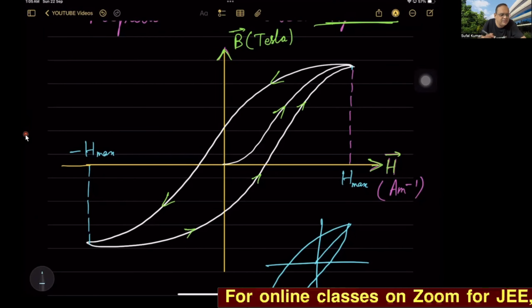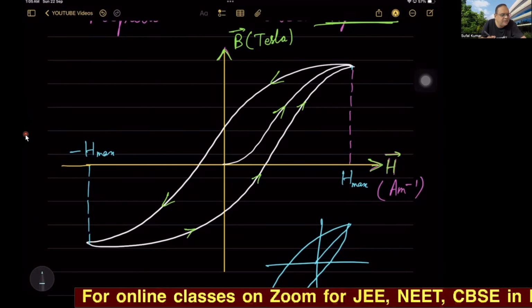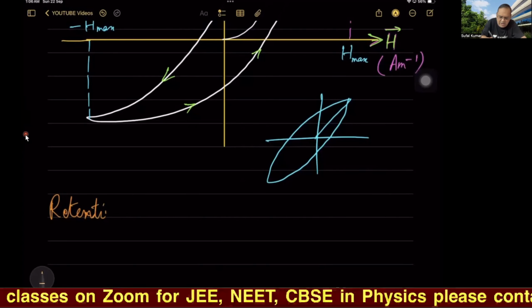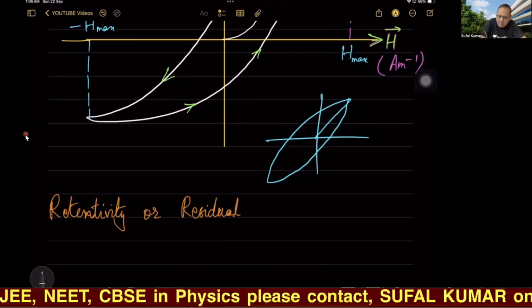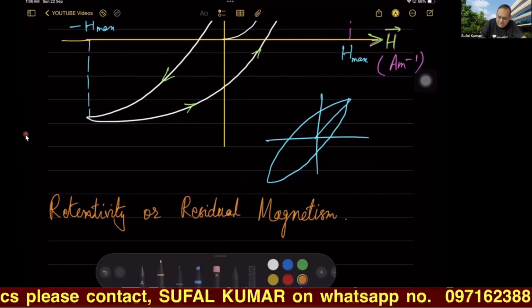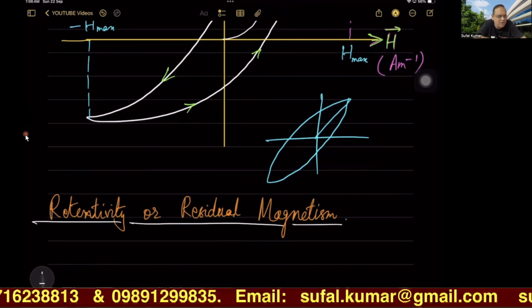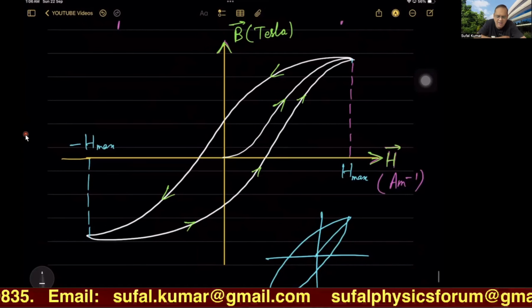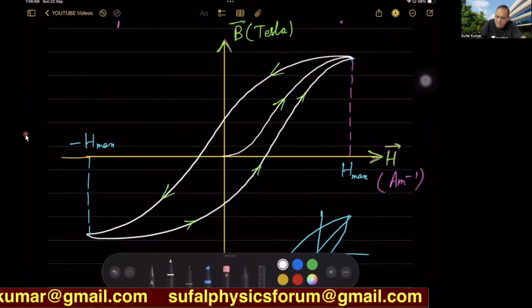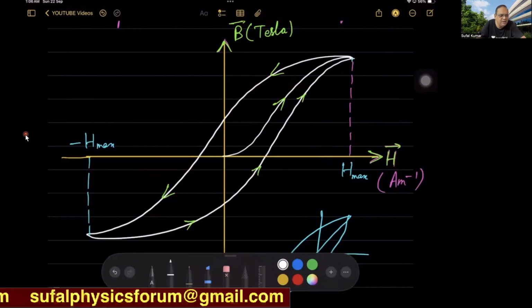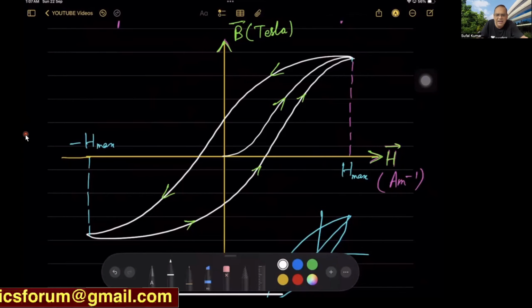So for this, I must mention the definition: retentivity or residual magnetism. Residual magnetism means bacha kucha hua, what is left over. So in the graph, I'm going to show you what is that bacha kucha hua. Residual and retentivity, retain karna.